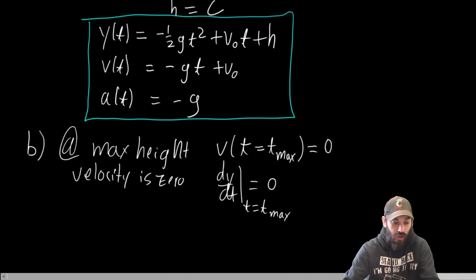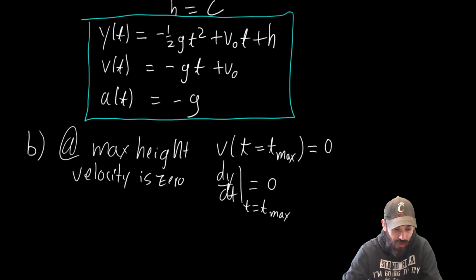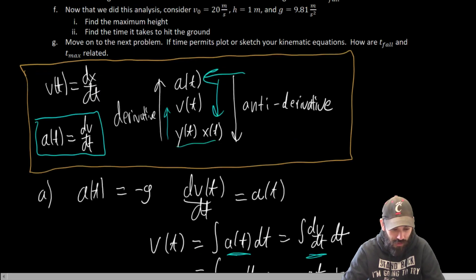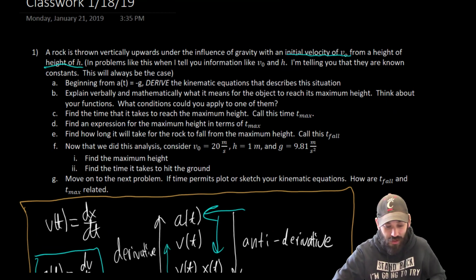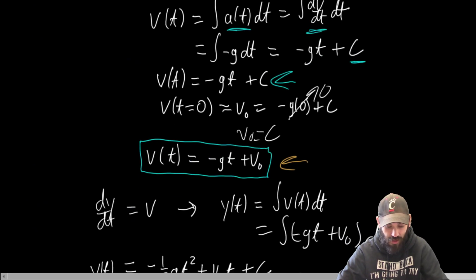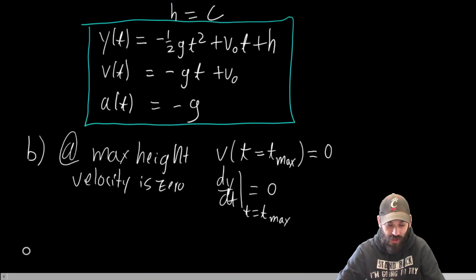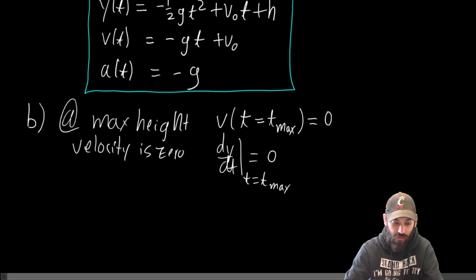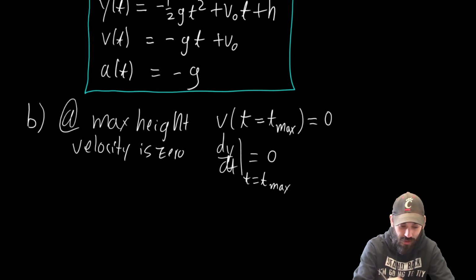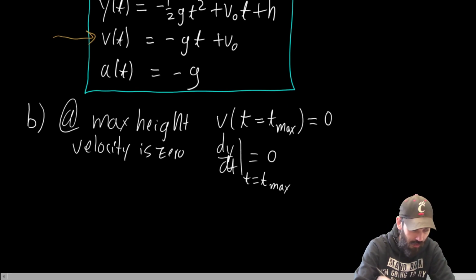Good. So let's go back up to the top. I don't remember what my question was asking. Find the time it takes to reach the maximum height, call this T max. So now we want to find the time it takes to get to T max. And we can apply that condition to one of our derived kinematic equations, namely the velocity equation.